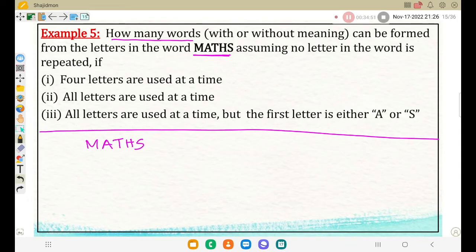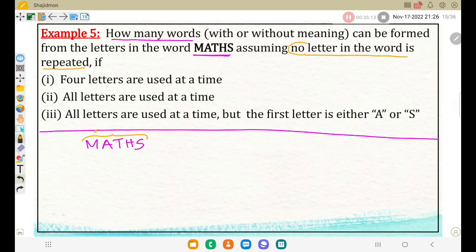Okay, with or without meaning, but no letter of the word is repeated. Repetition is not allowed, that is the meaning. How many ways can we create words? That is our question. So first, look at this word: is it distinct or not distinct?